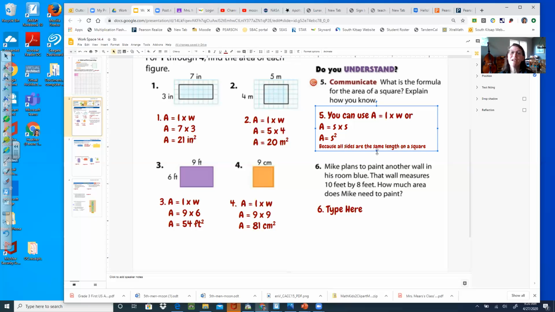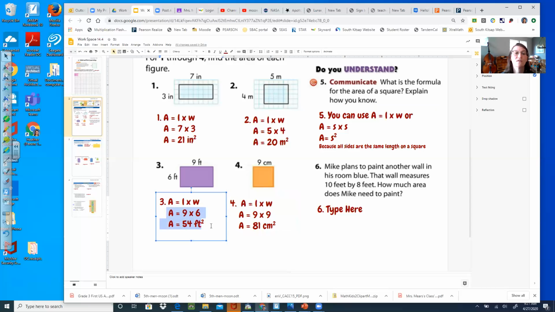Okay, number 6, Mike plans to paint another wall in his room blue. That wall measures 10 feet by 8 feet. How much area does Mike need to paint? So I'm going to come back over here and snag all of this. Well, that one's feet, so maybe I'll grab this guy, because that one already has feet in it.